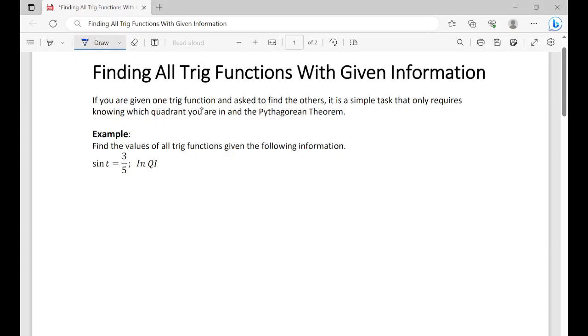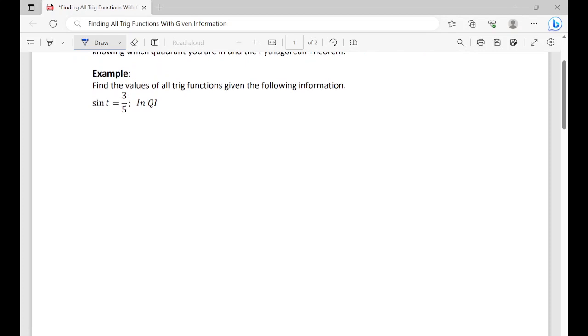If you are given one trig function and asked to find the others, it is a simple task that only requires knowing which quadrant you are in and the Pythagorean theorem. So we're going to find the values of all the trig functions given the following information. We know that sine t equals 3/5 and we are in quadrant 1.